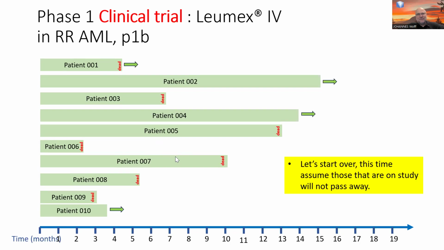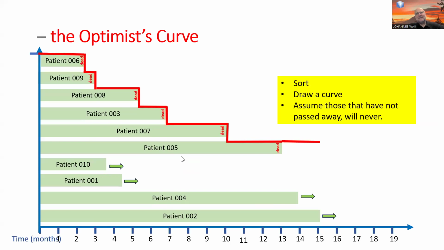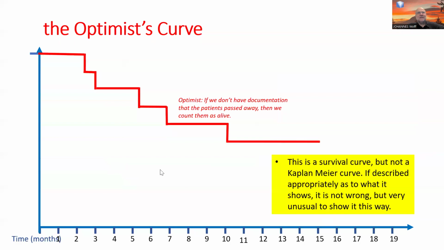Let's do it in a different way. This is the same figure that I showed before. The patients are aligned on the left. They're not sorted yet. We sort them, but this time we sort them differently. This time we sort all the patients that have passed away to the top, and those patients that have not passed away, or we don't know if they have passed away, go to the bottom as alive or censored data. Censored in the context of a Kaplan Meier curve is a good thing. This is the curve that you get.